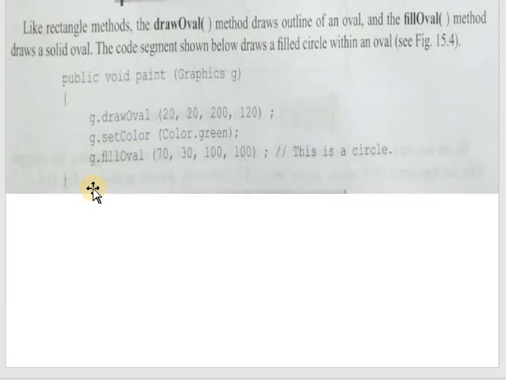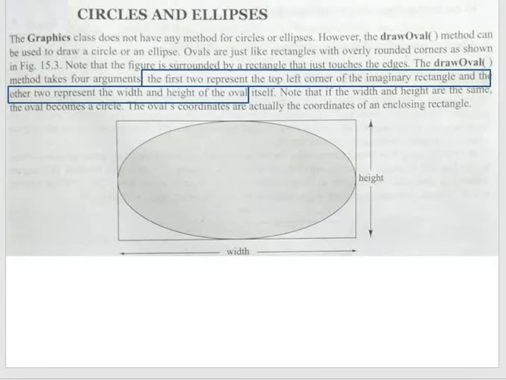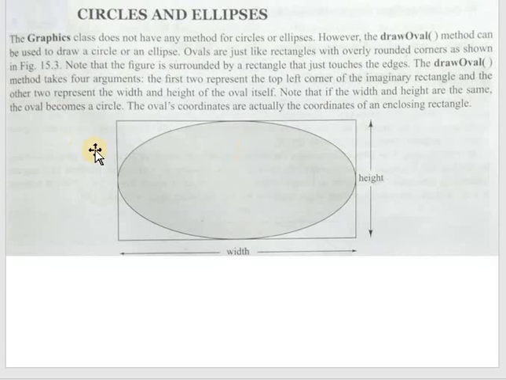Now g.setColor(Color.green). Initially I am going to set the color. There is a set of standard colors. Color.green means I am setting the color to green. Now g.fillOval. drawOval is used to draw the empty oval. See, this is the empty oval, the oval with only a boundary. Then fillOval means the oval with content.